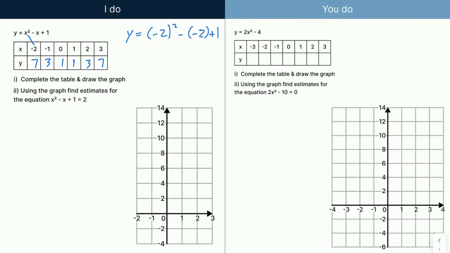Now we've been asked to draw the graph. So if I draw the graph for this, I'll plot -2 and 7, and -1 and 3, 0 and 1, 1 and 1, 2 and 3, and 3 and 7. It's important to notice here that it is symmetrical.